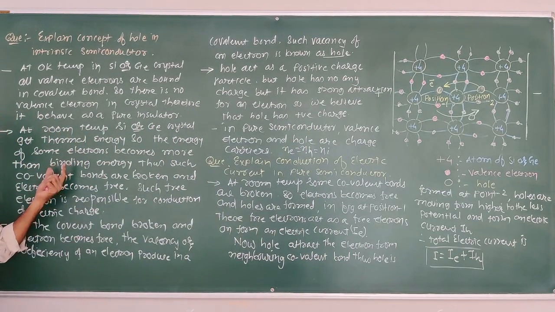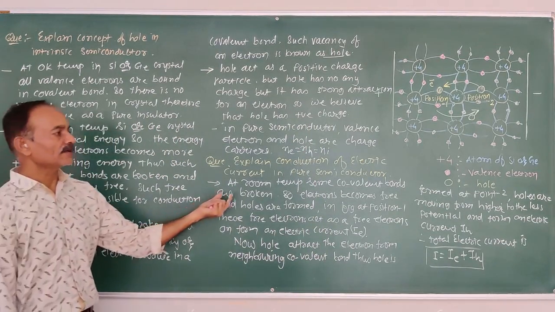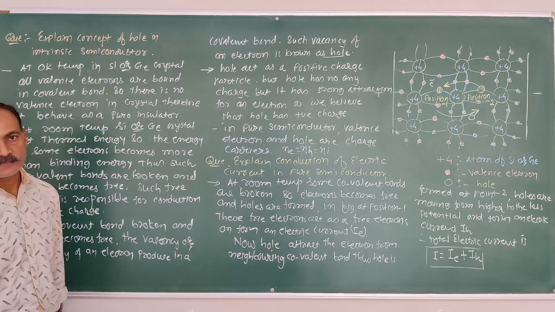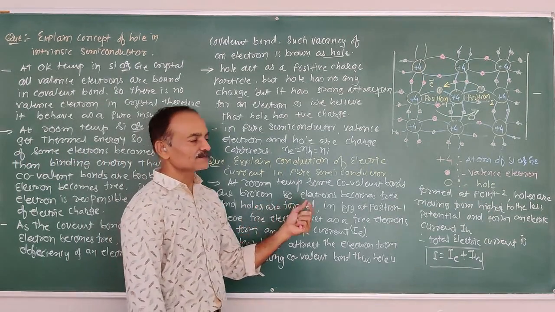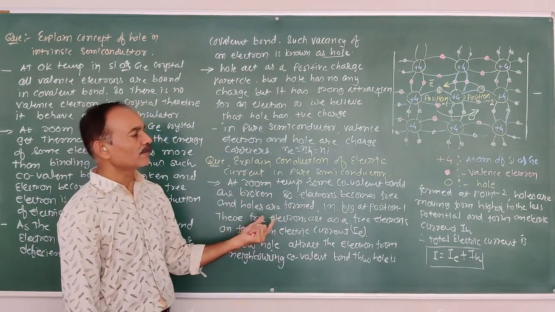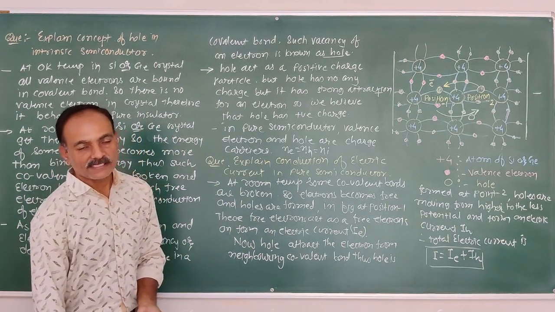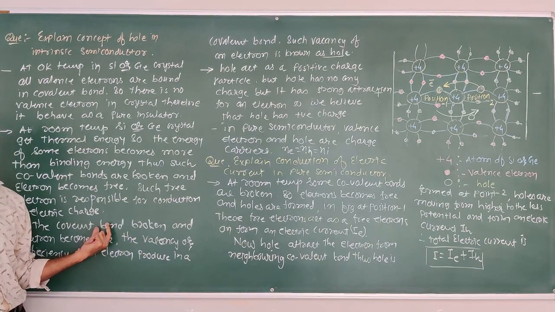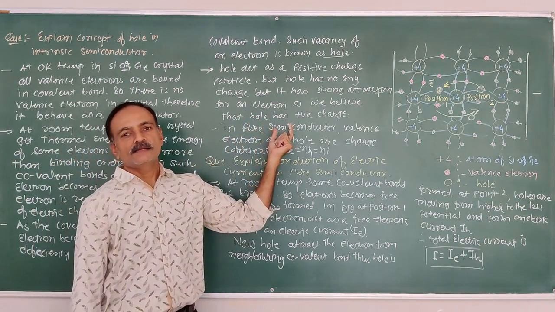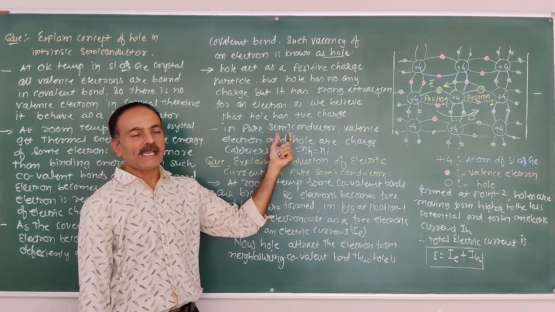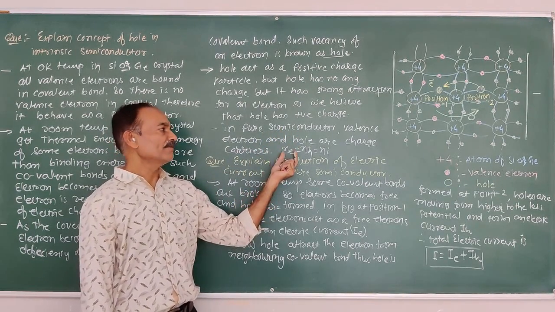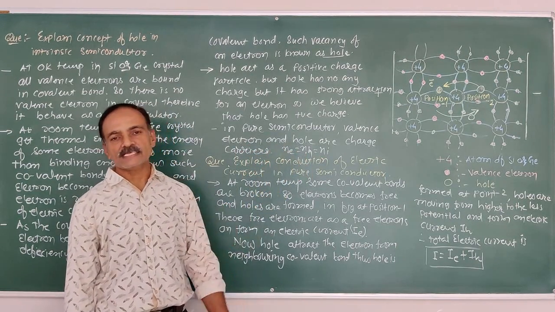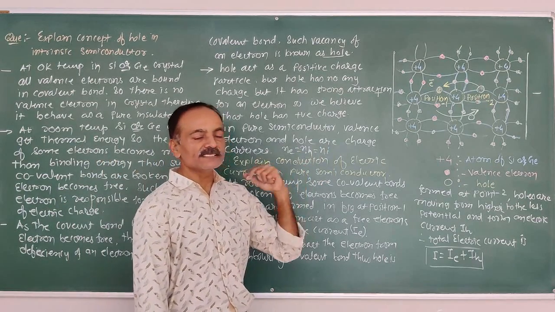So that is about the concept of the hole, and that is about how the conduction of electric charge takes place in pure semiconductor. In pure semiconductor, electric current is formed due to the motion of the free electron and also the hole, while the holes are formed due to the breaking of the covalent bonds. As the covalent bonds are broken, the numbers of free electrons and holes formed are the same. Therefore, the number density of holes and the number density of electrons are the same, and that is known as the number density of the intrinsic charge carriers.